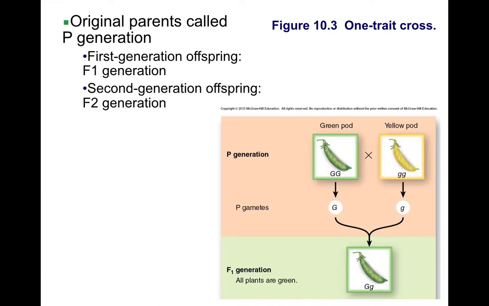For these yellow pea pods, we must have a genotype that is lowercase g and lowercase g, because the only time that we saw yellow pea pods was if both alleles were recessive. However, if we see a green pea pod, it might be either capital G and capital G for genotype, or it could be capital G and lowercase g. In this case, we are told that the genotype is capital G and capital G.